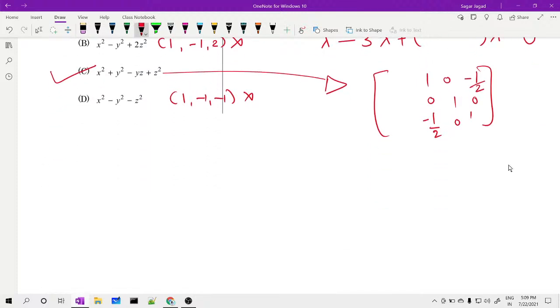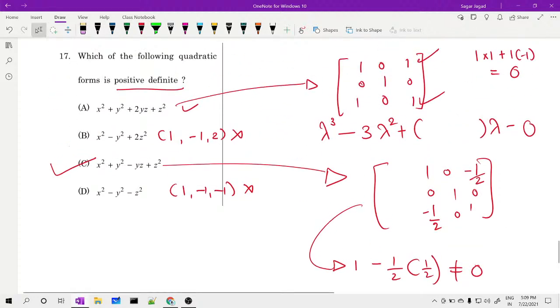Let me verify. If I multiply this row by minus 2, what I get is, no, I cannot get it. So let me find the determinant in this case. Determinant in this case is what? It is 1 first of all, right? And then minus half times what? Half times plus half. So it is not equal to 0 definitely. So option C is correct. Wow, it was a good question.